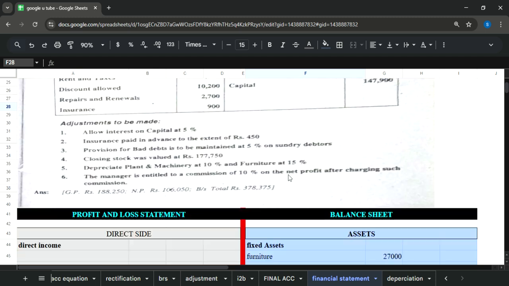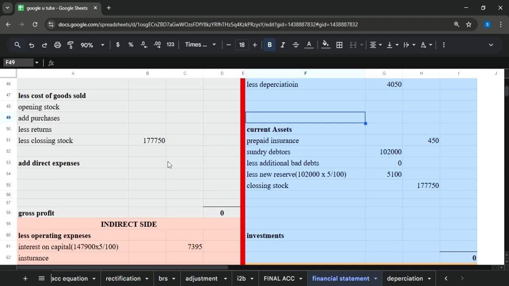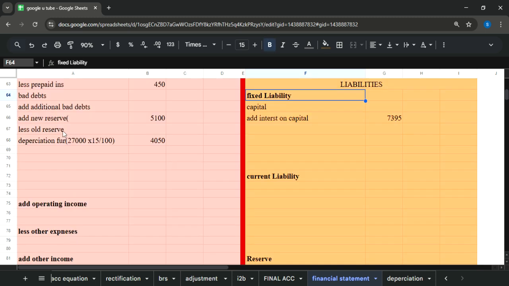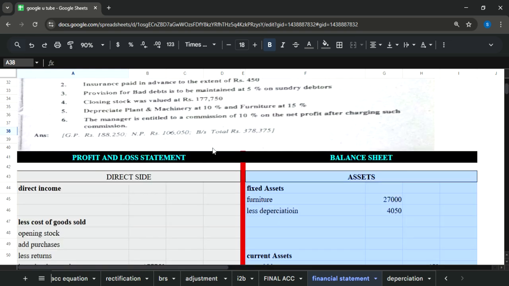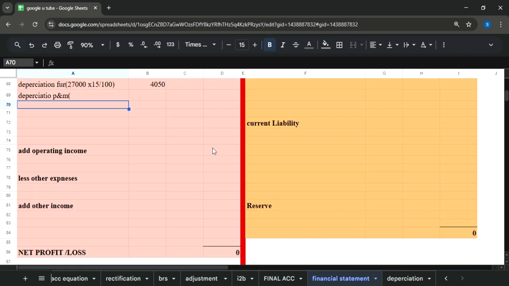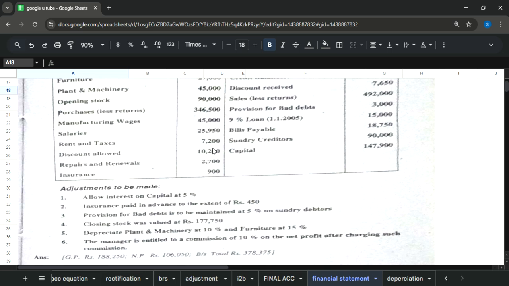Now the second depreciation is plant and machinery. Again you will come to the indirect side and write depreciation plant and machinery. We don't have sufficient space, so we are using an abbreviation. Now for that purpose, let's go back to the trial balance and see how much the amount of plant and machinery is. We have got plant and machinery, that is 45,000. So here you will mention 45,000, and now you will be applying the rate of depreciation which is mentioned in the adjustment.